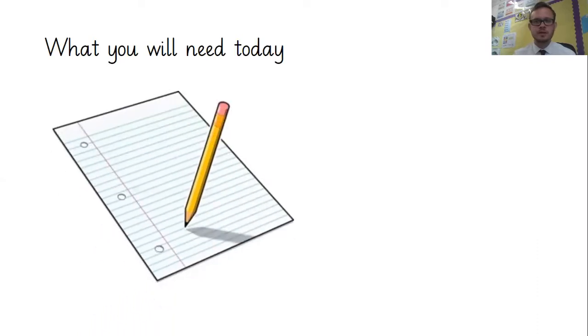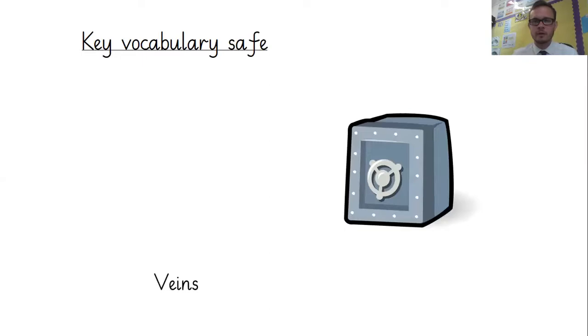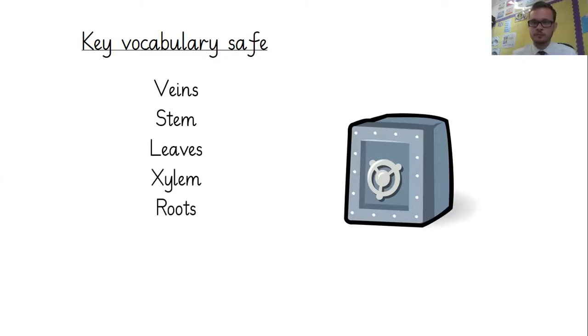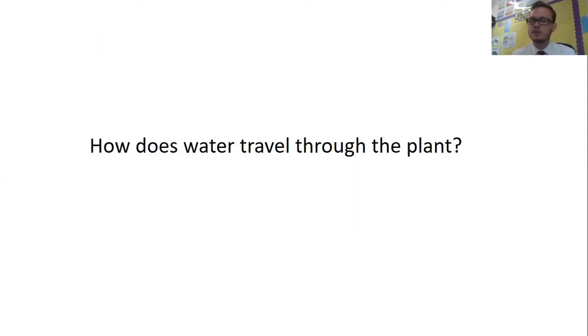Okay, so what we're going to need today, well, we said about the paper and pen, but also I said about celery and some water and food dye if you have it available. Don't worry if not, but it'll be so much more interesting if you do have that available today. Okay, so our key vocabulary today: veins, stem, leaves, xylem, and roots. Quite simple ones that you would have heard before, apart from that second to last one, xylem. We're going to learn what those are. And this is what we're all about today.